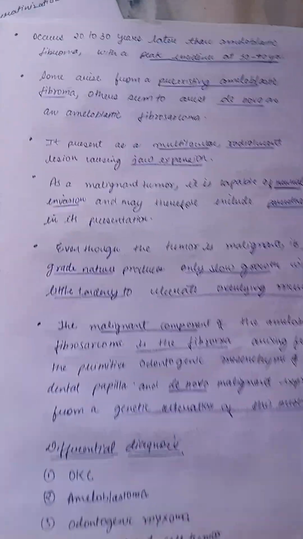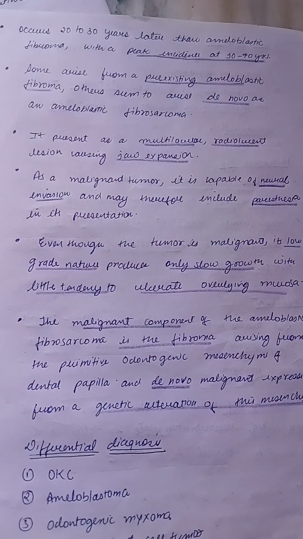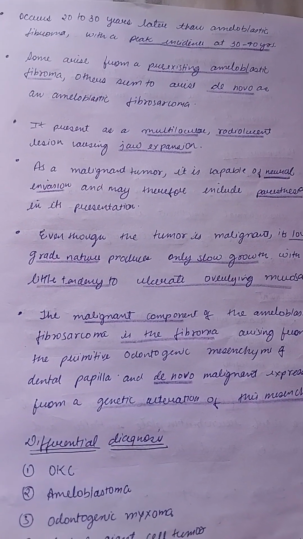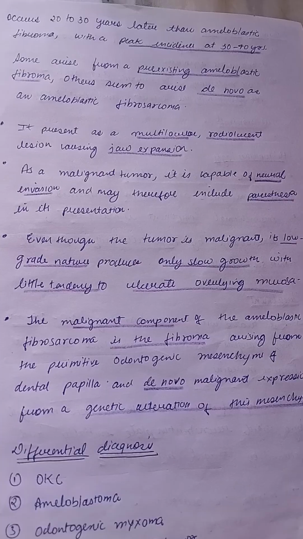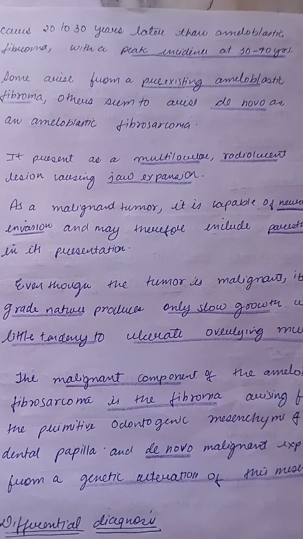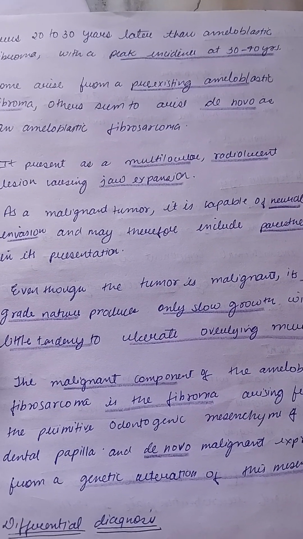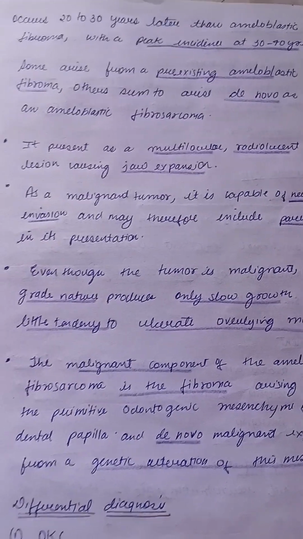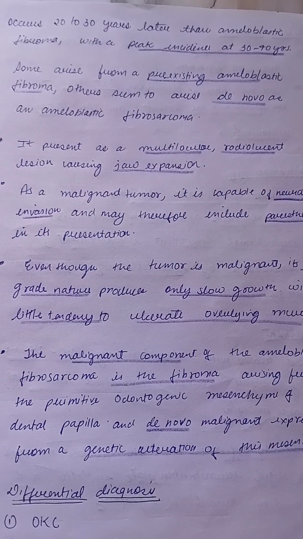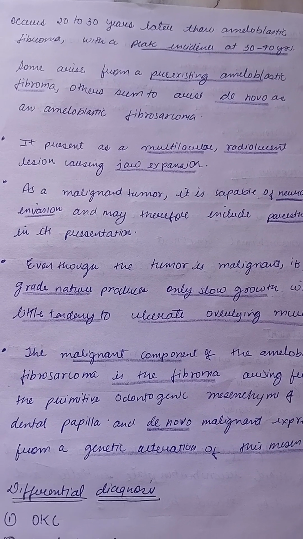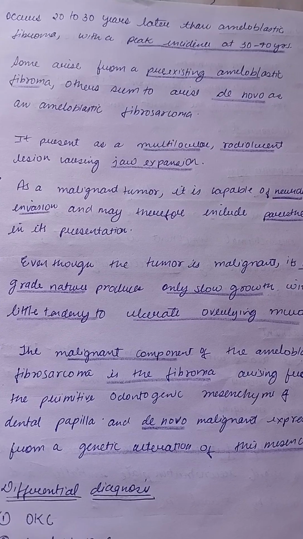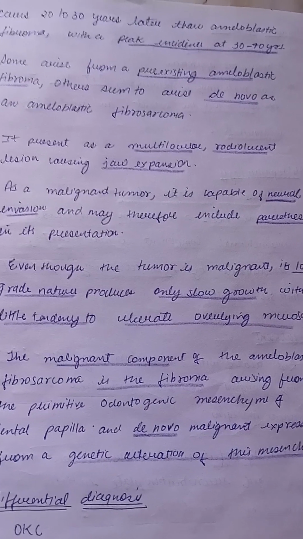It occurs 20 to 30 years later than ameloblastic fibroma, with a peak incidence at 30 to 40 years. Some arise from a pre-existing ameloblastic fibroma, while others seem to arise de novo as an ameloblastic fibrosarcoma.